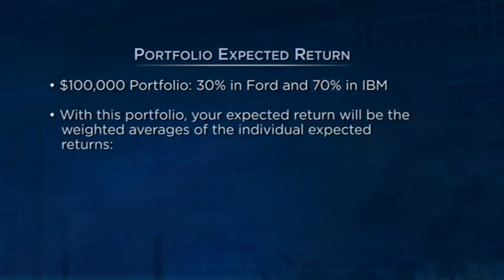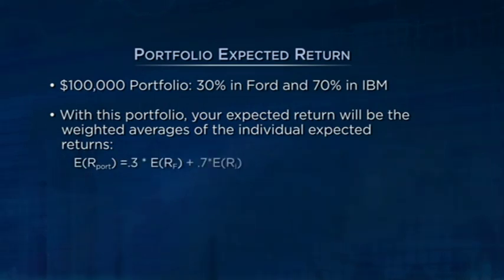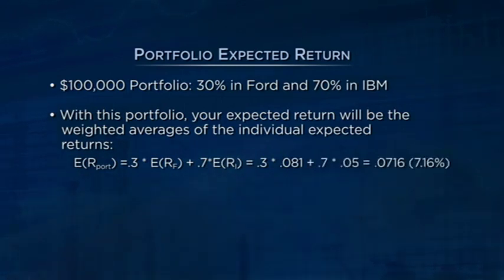With this portfolio, the expected return on the portfolio is the weighted average of the expected returns on the individual securities, where the weights used in the average are the portfolio weights for each individual. So the expected return for the portfolio is going to be equal to 0.3 times the expected return for Ford, plus 0.7 times the expected return for IBM. In this case, we have 0.3 times 8.1% plus 0.7 times 5%. That equals 7.16%. That's the expected return on the portfolio of 30% in Ford and 70% in IBM.